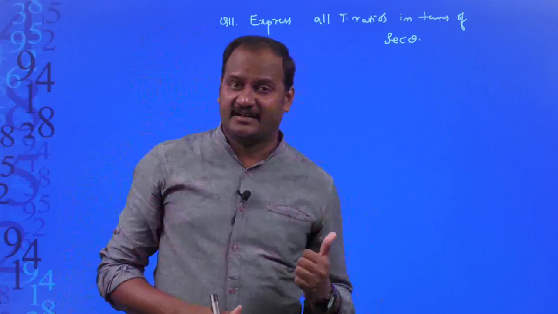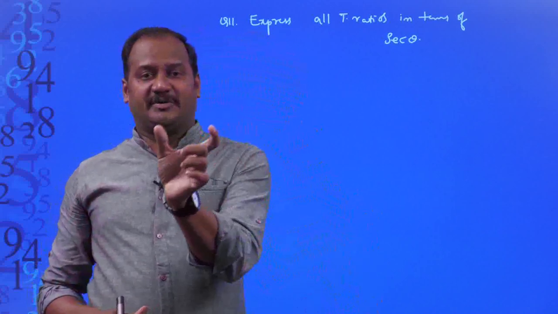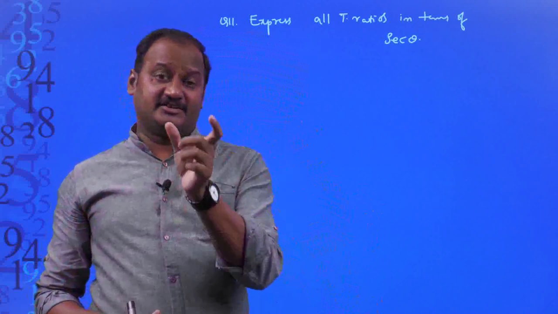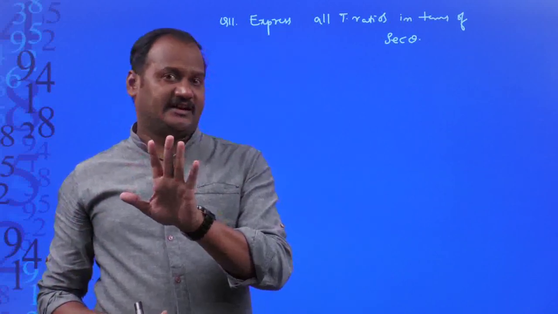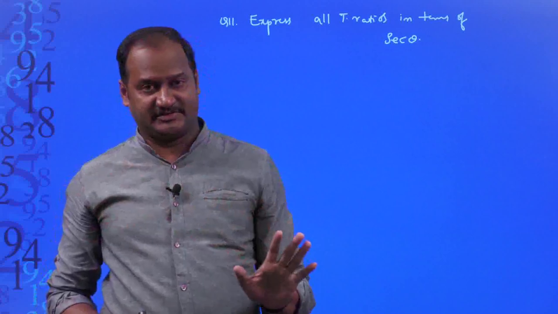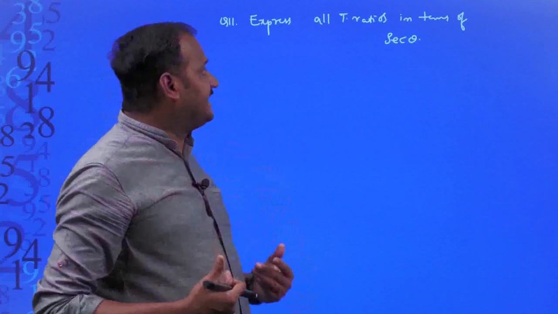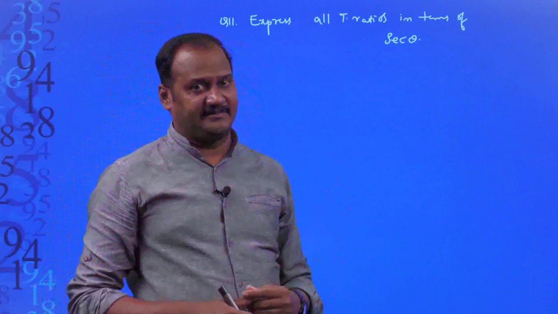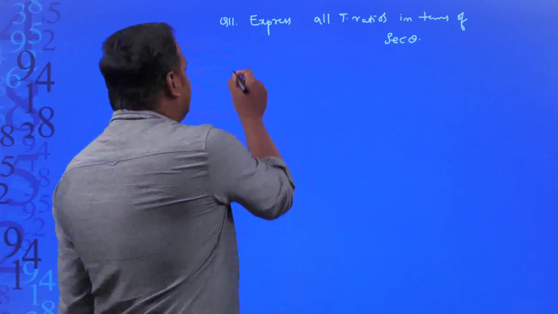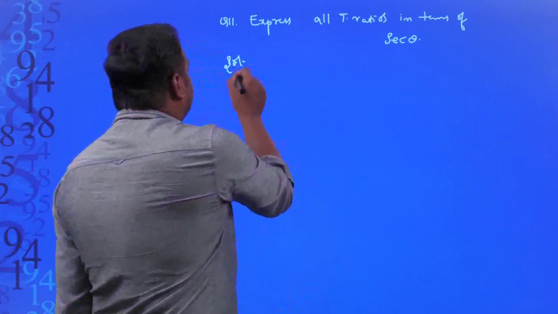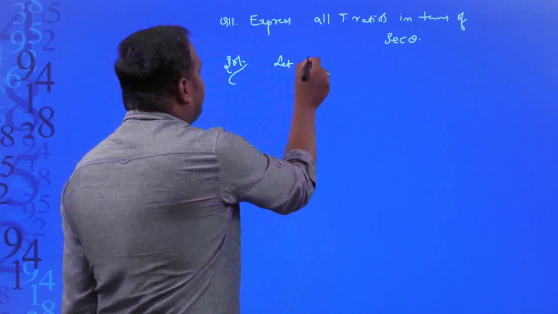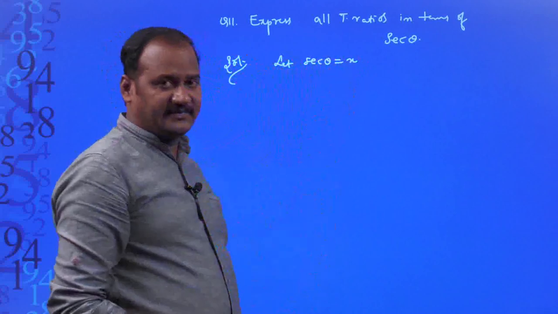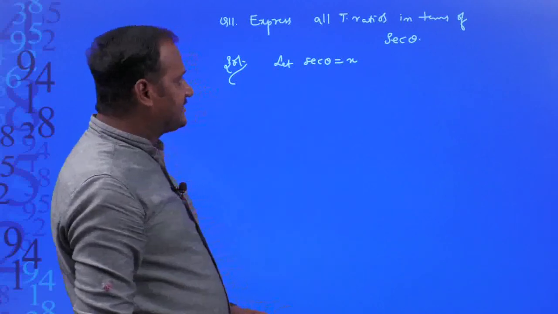What does it mean? Sin theta is equal to how much? It should be in terms of secant. Cos theta is equal to how much? Again, it should be in terms of only secant, not in the other trigonometric ratios. So, how do I express every single trigonometric ratio in terms of secant theta? For that, I am going to consider secant theta is equal to some x, right? Secant theta is equal to x.